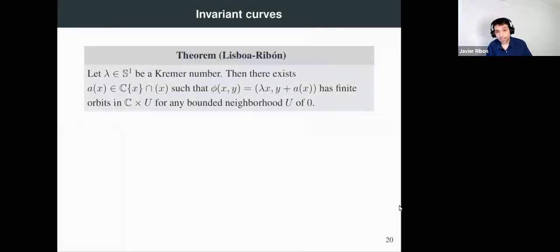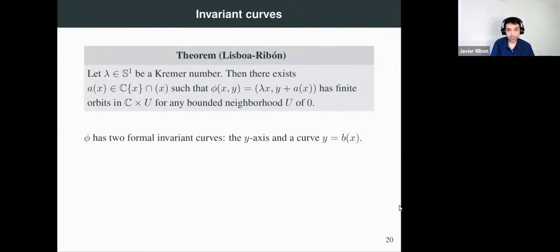Okay. What happens in our case, when we consider a local biholomorphism of this kind that has finite orbits, is that there are two formal invariant curves. One of them is the y-axis, x equals 0. That's the fixed point set of phi. The fixed points of phi are all the points such that x is equal to 0. But you can use undetermined coefficients again, and you are going to find a unique curve of this kind. Indeed, there are two unique formal invariant curves that are invariant by phi.